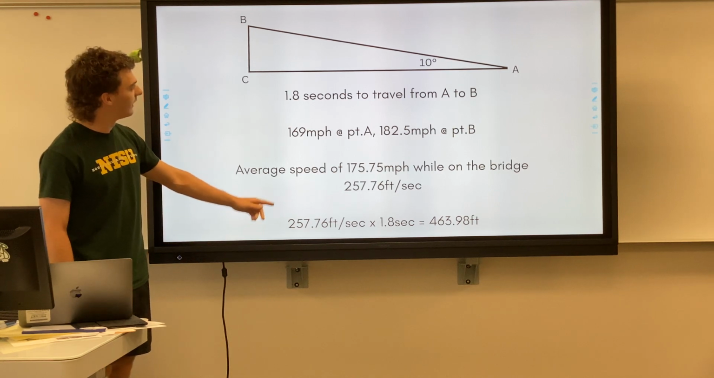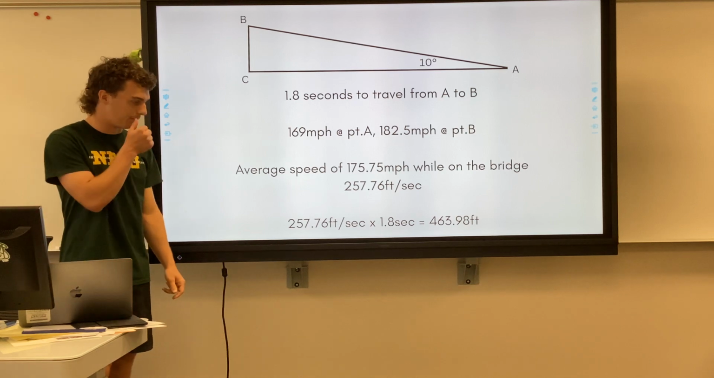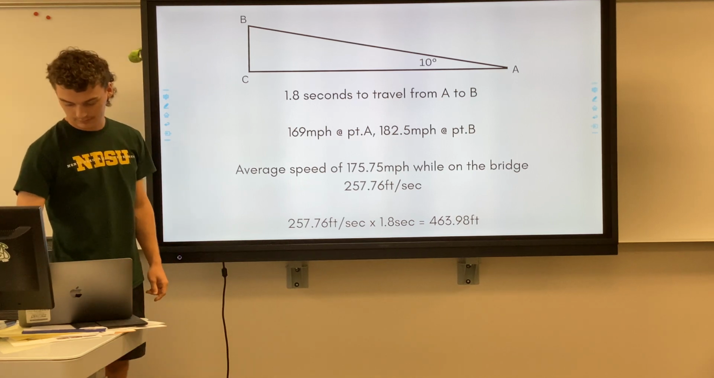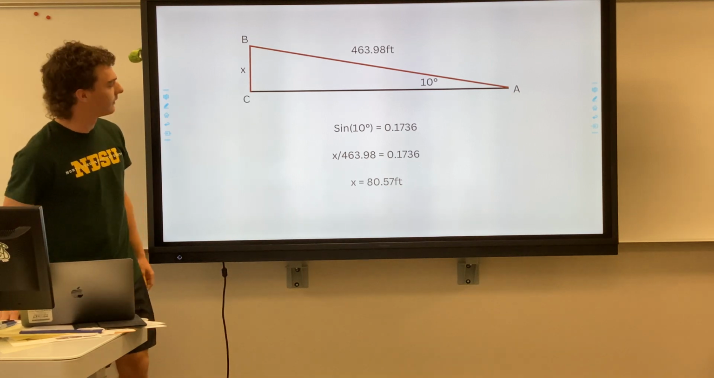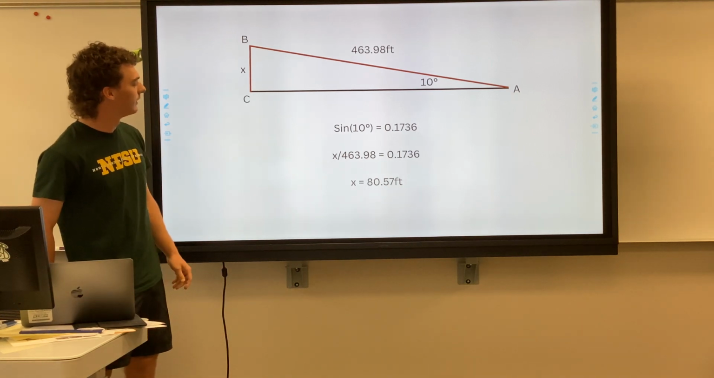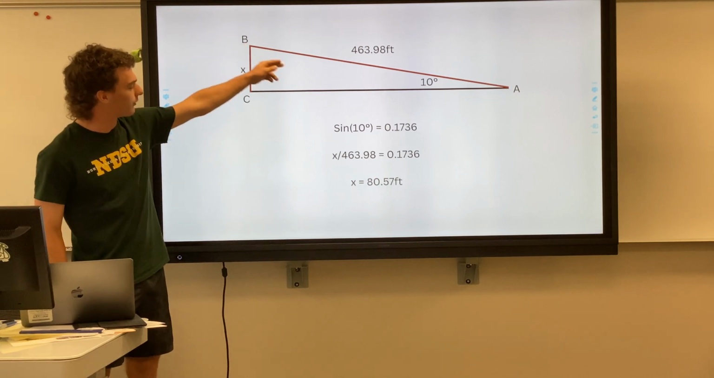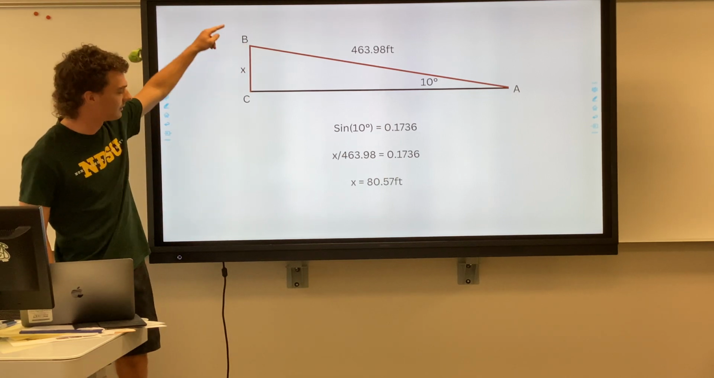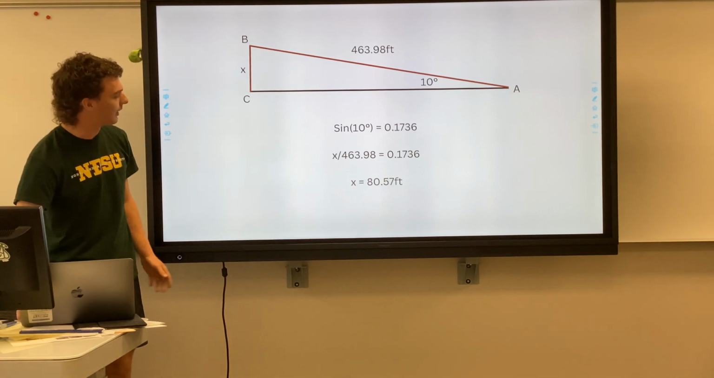Using that, we can find that the length from A to B would be 463.98 feet, which shows up there. Then using some trigonometry, the sine of 10 degrees would be 0.1736. If we take the opposite over hypotenuse, we can see that the height x here would be 80.57 feet. So he's taking off from around 81 feet.